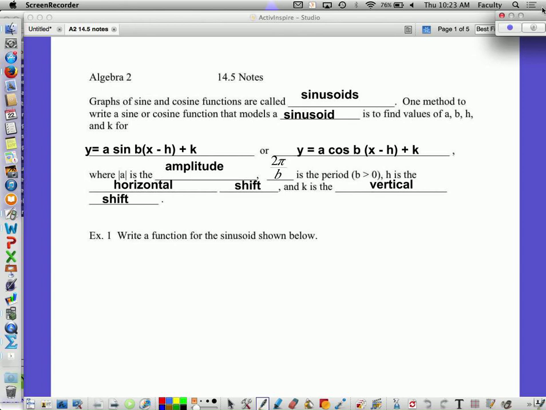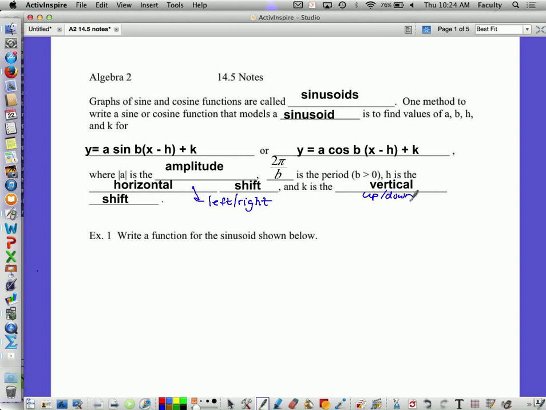So if I have y equals a sine b times the quantity x minus h plus k, or y equals a cosine b times the quantity x minus h plus k, absolute value of a is the amplitude, 2 pi over b is the period, h is a horizontal shift. Horizontal is left, right. Vertical shift is up, down. I will tell you that in this section, we're not going to do h shifts. We'll do that in pre-calc, but in Algebra 2, we'll work on a, b, and k this year.